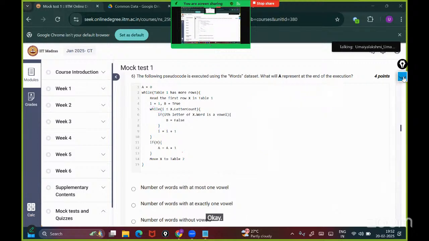People, computational thinking is completely of a pseudocode type. You have to understand the pseudocode to write a code, right?